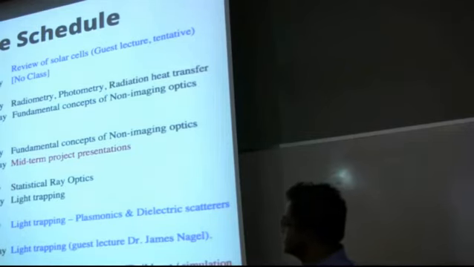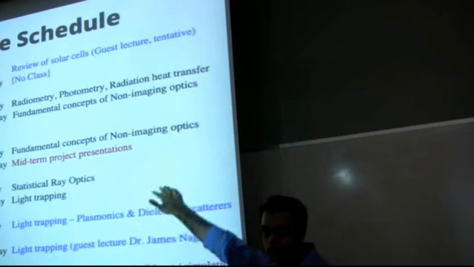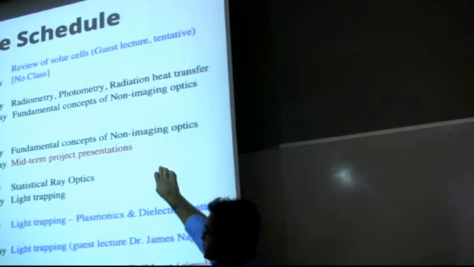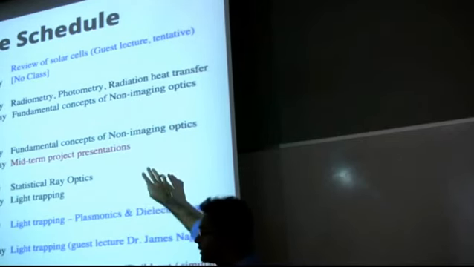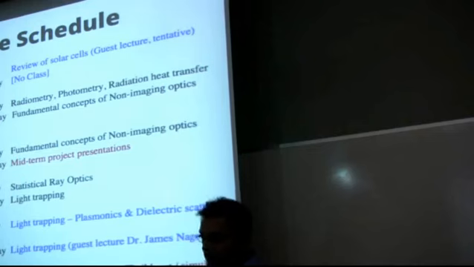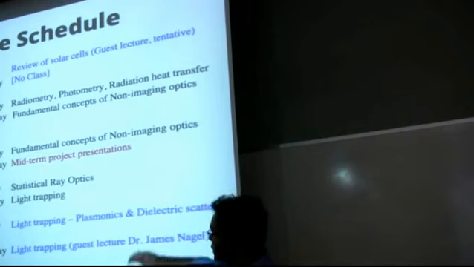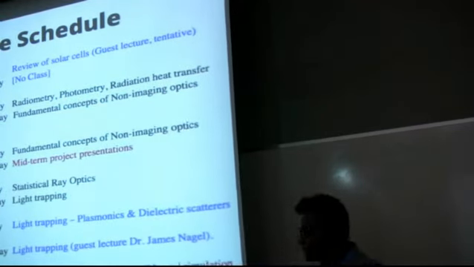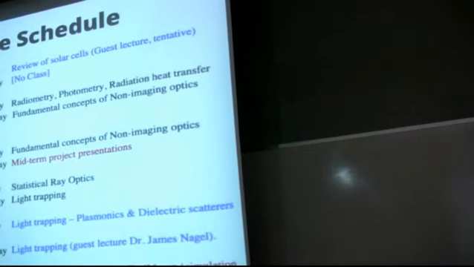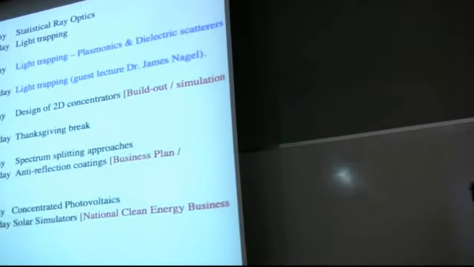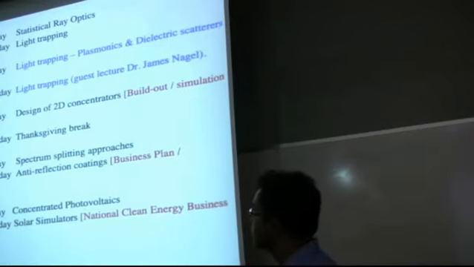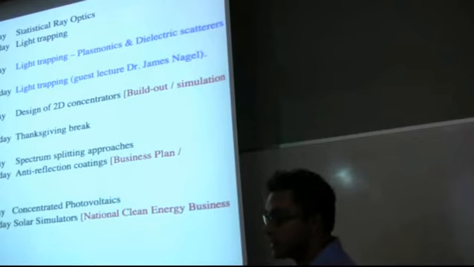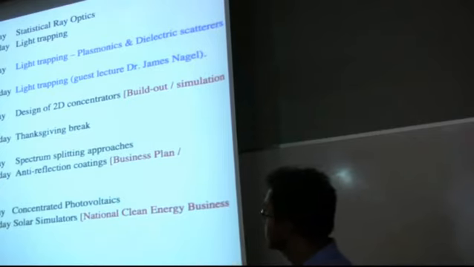Then after that we're going to talk more about the emerging areas of research. Statistical ray optics is a very, very exciting, old idea, but it's being applied to lots of new and exciting devices. We'll talk a bit about light trapping, and then in week 13 we'll have guest lectures by James Nagel, who's an expert in this idea of light trapping and plasmonics. Again, a very exciting area of research and applications. There are several companies trying to get these ideas to market, so we'll hear a little bit about that.